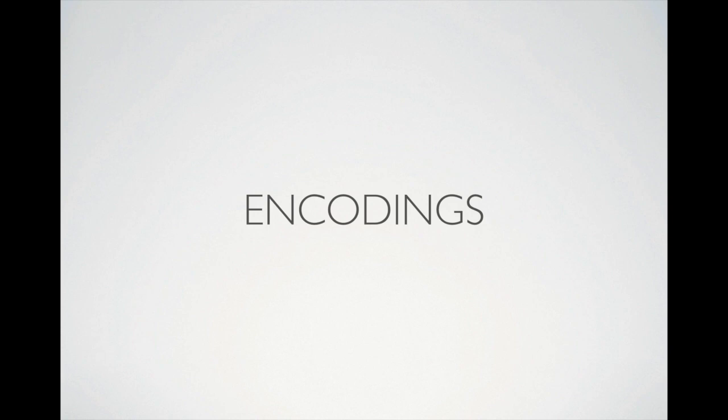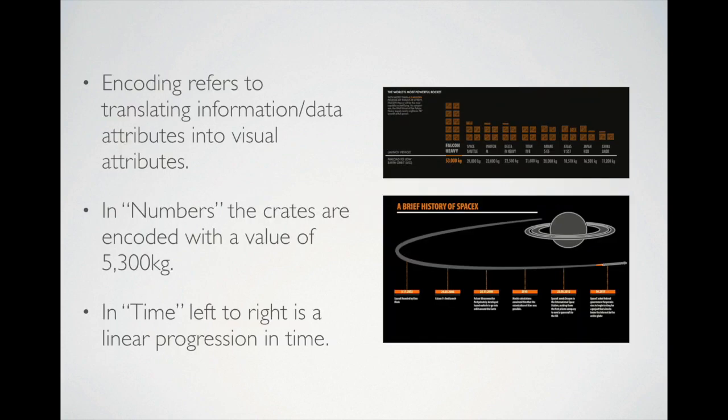The next thing I'll be talking about is encoding. Encoding is a way to put data or important information into a visual element without explicitly saying what it is. For example, if you look at my numbers display, the top picture on the right, you'll see that each crate is encoded with a value of 5,300 kilograms.